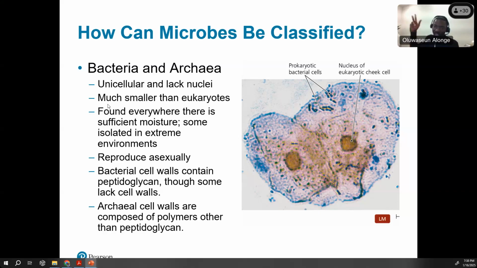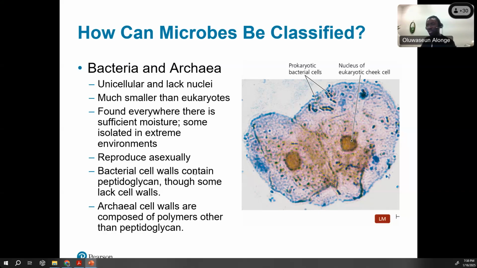In theory, this is one of the reasons it's difficult for bacteria to grow on your skin, because our skin does not hold the moisture they need to survive, because of the keratin on the skin. All right. Now, they reproduce asexually.